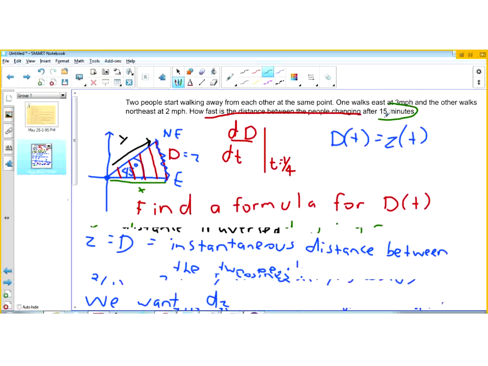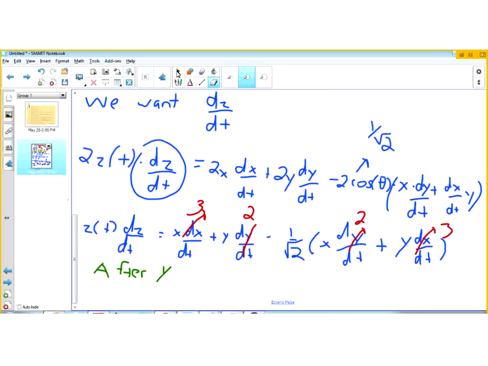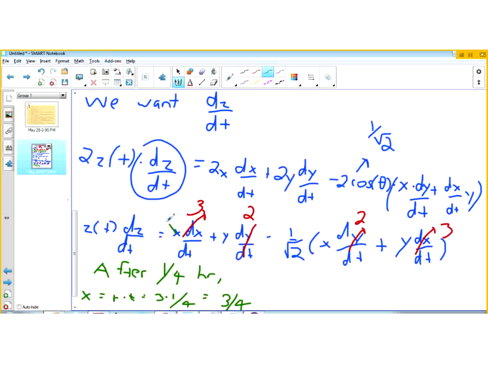15 minutes, there's your 15 minutes right there. So after 1/4 of an hour, our x value would equal what? What would our distance traversed be? X would equal rate times time, and the rate is 3 times 1/4. So the guy walking in the east direction will have traversed 3/4 of a mile. Okay, so we can put 3/4 in for x.